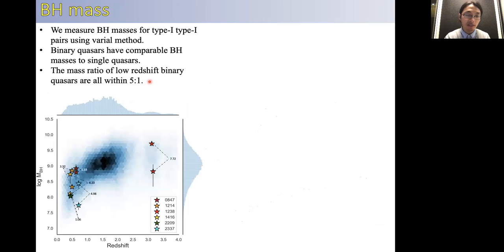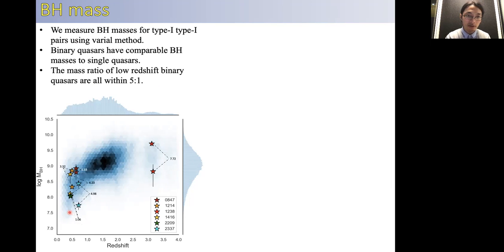With the spectroscopic data in hand, we are able to measure the black hole masses for type 1 pairs using the virial method. The result is shown in the left bottom figure here. So we compare the black hole masses of our binary quasars with those of single quasars in the SDSS DR14 quasar catalog. We find that they have comparable black hole masses. We see our binary quasars are distributed quite uniformly in this large catalog.